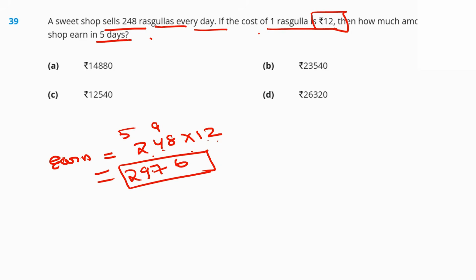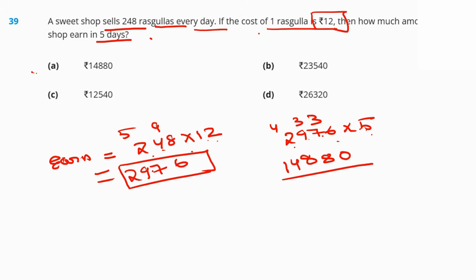So how much will the shopkeeper earn in 5 days? 2,976 multiplied by 5. 6 5s are 30, 0 carry 3. 7 5s are 35 plus 3, 38, carry 3. 9 5s are 45 plus 3, 48, carry 4. 5 2s are 10 plus 4, 14. 14,880, option A is the answer.